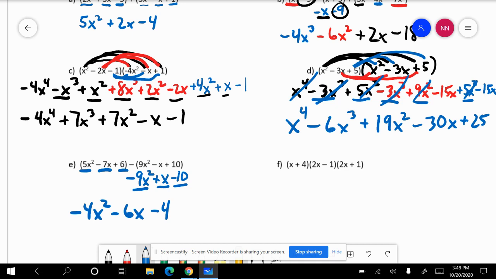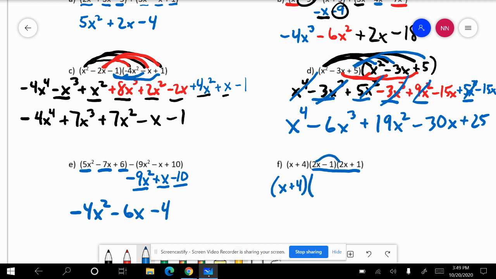Now for letter F, I have 3 binomials. So what I'm going to do is multiply 2 of the binomials, and then multiply the third one by the product of the other 2. It doesn't matter which one you do first. I always like to try to figure out the easiest ones to start with. It looks like those 2 are the easiest. I see that they're the difference of squares. So in my mind, I already know what the product is going to be.